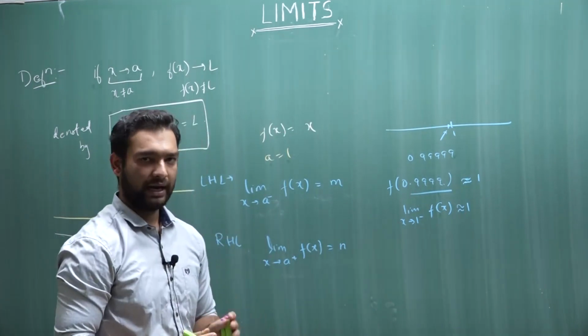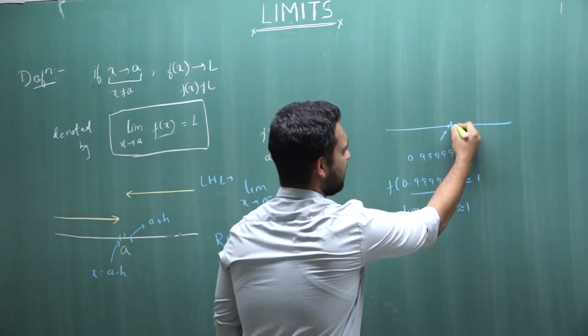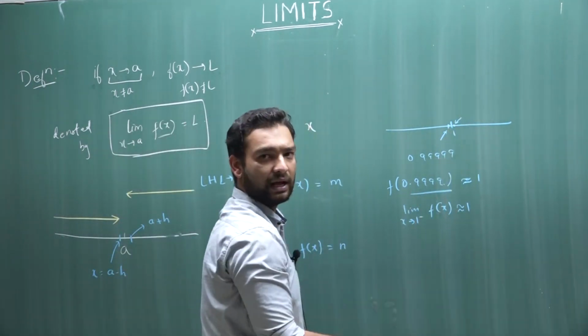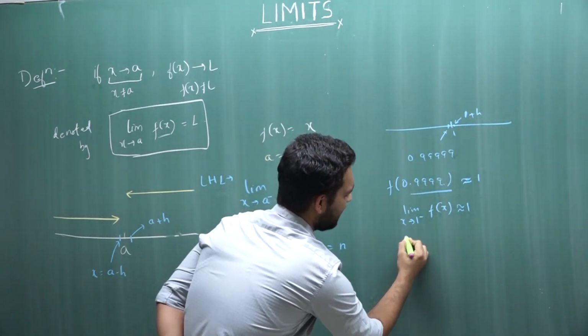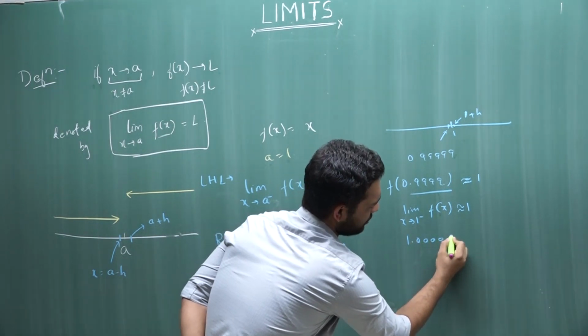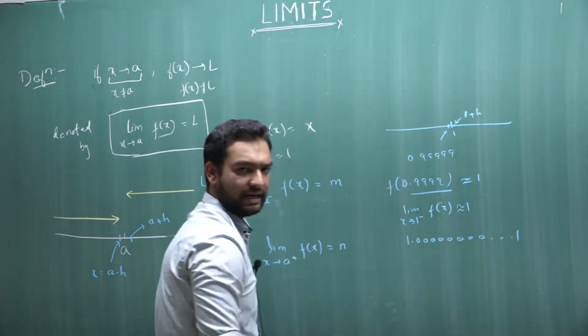1, right? Same thing we'll do for some value very close to 1 but from the right hand side, for 1 plus h. So let's say I take it as 1.000000000 and lastly 1.